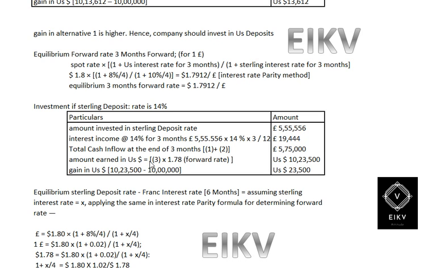So the amount earned in US dollars would be the amount received, 5,75,000, multiplied by 1.78, the forward rate. So it will be 10,23,500. When we check this figure, the total gain would be 10,23,500 minus 10 lakh, which is 23,500.